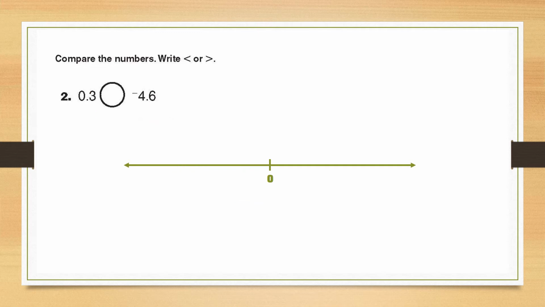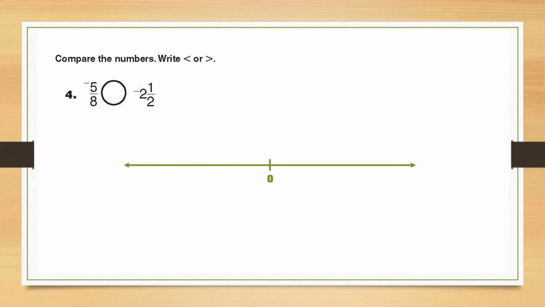Number 2, 3/10 compared to -4 and 6/10. 3/10 would be to the right of 0, and -4 and 6/10 would be to the left of 0. Because 3/10 is to the right of -4 and 6/10, it is greater. Question number 3. -1/4 compared to 3 and 2/10. 3 and 2/10 is to the right of 0, and -1/4 is to the left of 0. Therefore, 3 and 2/10 is greater.